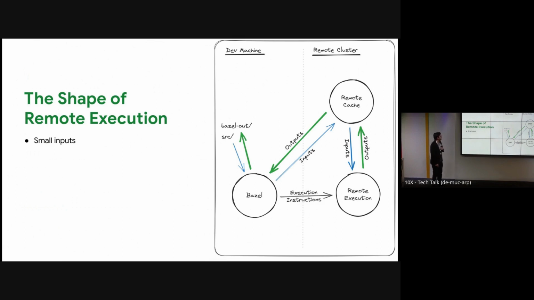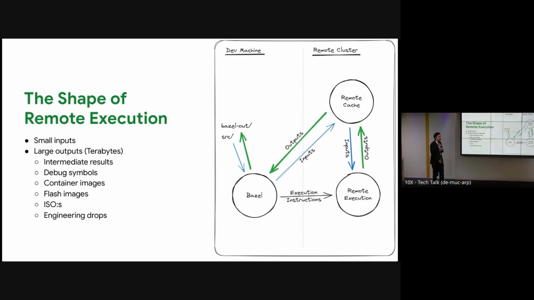The general phenomenon here is you have small inputs, your source files, which hopefully don't change very much over time. You've already uploaded most of them. You just need to upload the changes to them. But you have large outputs. And this output can become terabytes of data. And it consists of a lot of different things. There's the intermediate results, debug symbols that were built on the way, any container image, flash image, basically anything that a developer at some point thought could be useful to build.